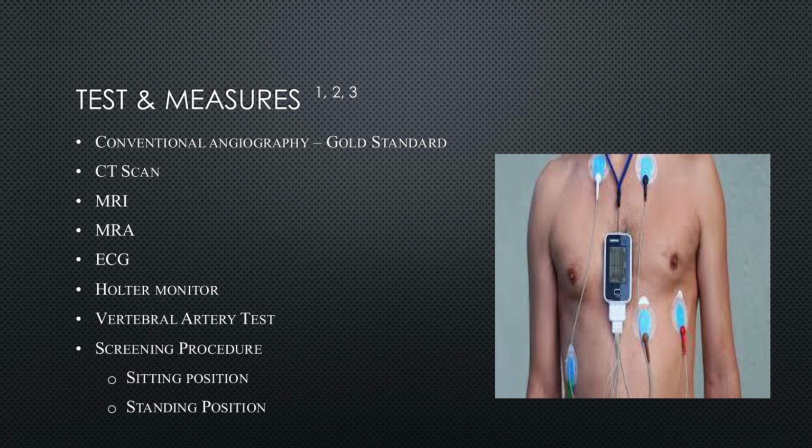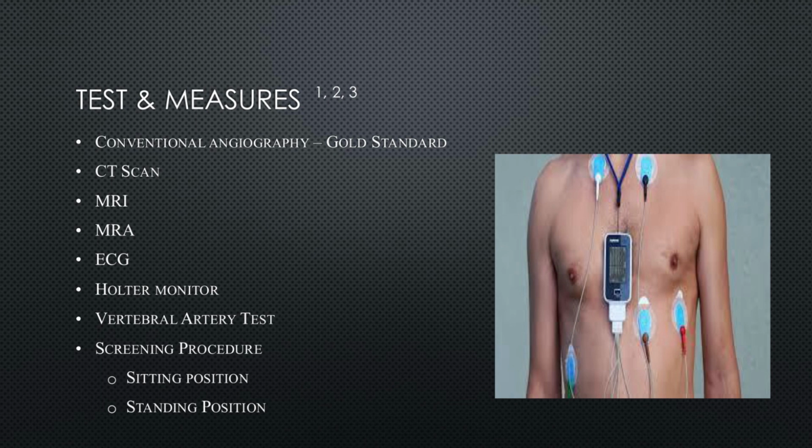And some of the tests and measures to diagnose this, the gold standard would be conventional angiography, and this is a method that shows the arterial lumen, which is a hollow space in the artery that allows blood to flow through it. And it shows blockage in the carotid and vertebral arteries as well. Some more imaging would be CT scan or MRI, which takes pictures of the blood vessels in the posterior section of the brain. MRA, which takes 3D pictures of the blood vessels.